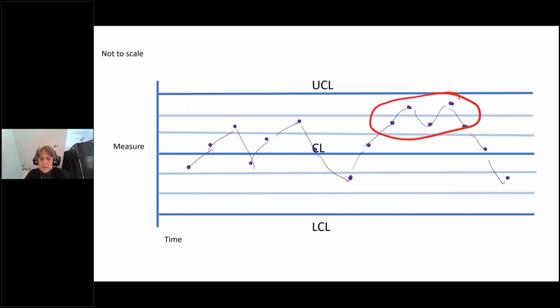So maybe I'll stop here for a moment and see if there are any questions, because special cause variation versus common cause variation is really critical to understanding control charts. I don't know if any questions have shown up in the chat, or I'll wait for a moment, and if not, I'll keep going. Okay, I'll keep going.